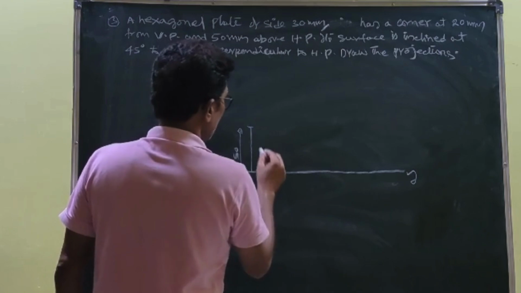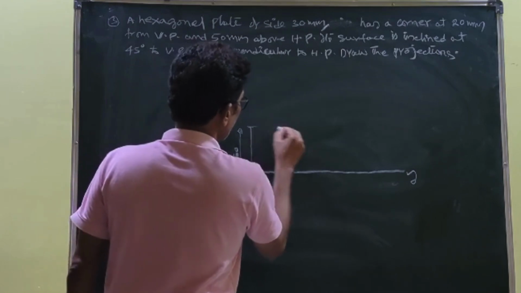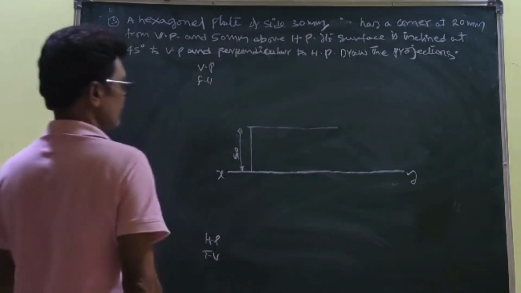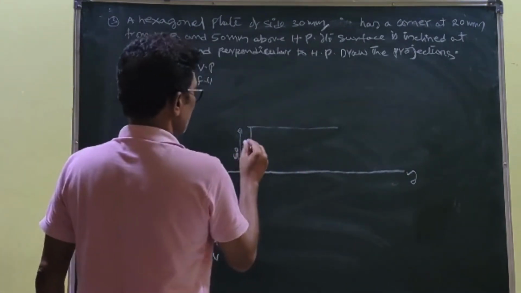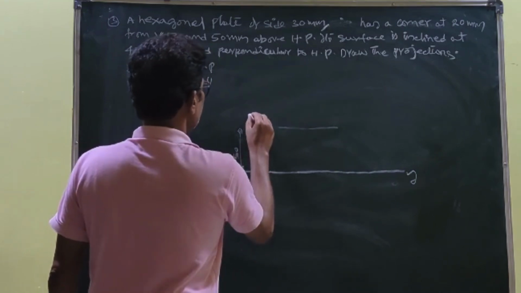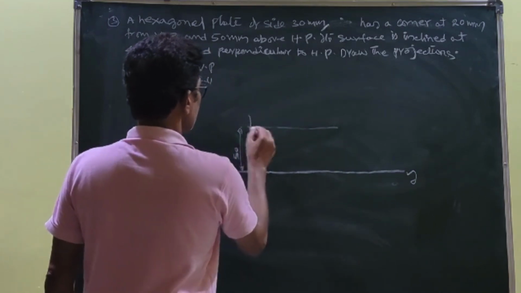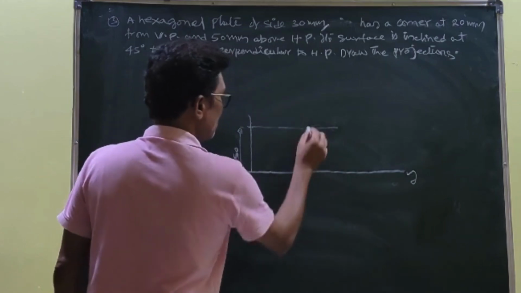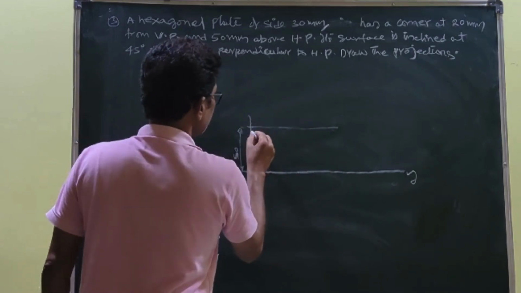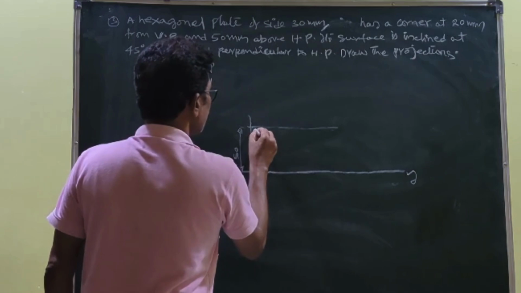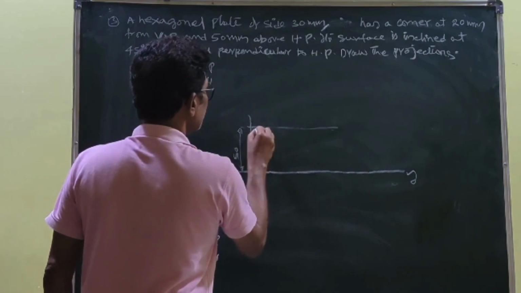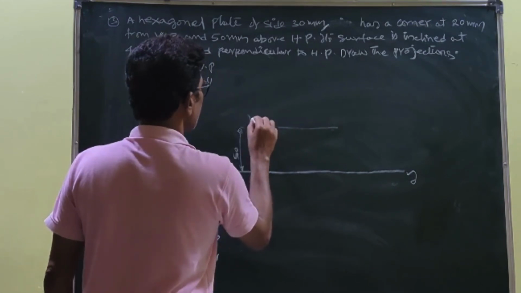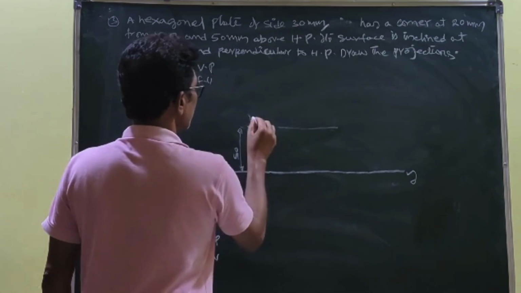At this 50, to construct the hexagon, you draw a horizontal line parallel to XY, and extend it up to this 50 above HP. Here you draw a horizontal line parallel to XY. From here set up 60 degrees, and at the same time here also set up 60 degrees.